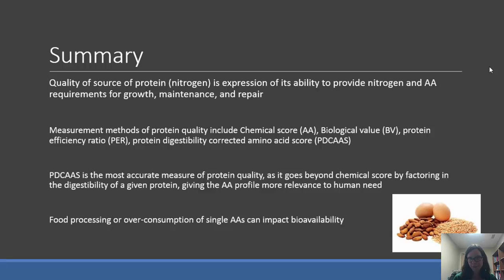Now we have a lot of different methods of measuring protein quality, and each has its advantages and disadvantages, but the most accurate method is the PDCAAS method, which expands on the chemical score and factors in digestibility, which gives us a really relevant score for human need. We also saw that food processing and overconsumption of a single amino acid can impact bioavailability.